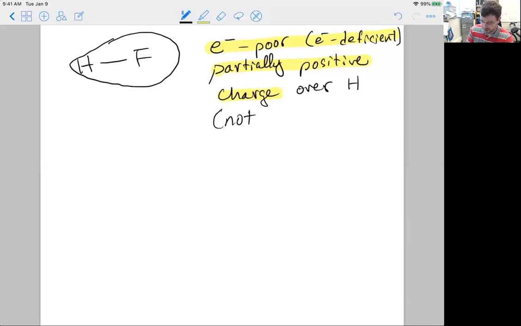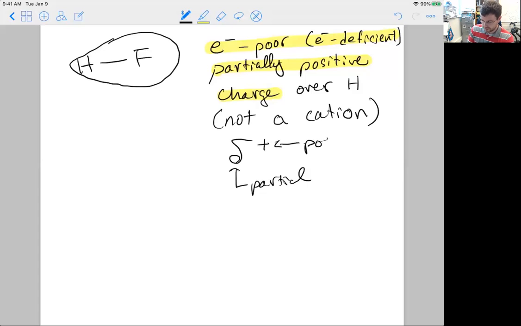In this case, it would be a cation, not a... goodness, fumbled here, not a cation. Okay, it's partially positive, not a full positive 1 charge. So it's not a cation. Instead, it's partially positive. We put a lowercase delta plus for partial, and then plus for positive.